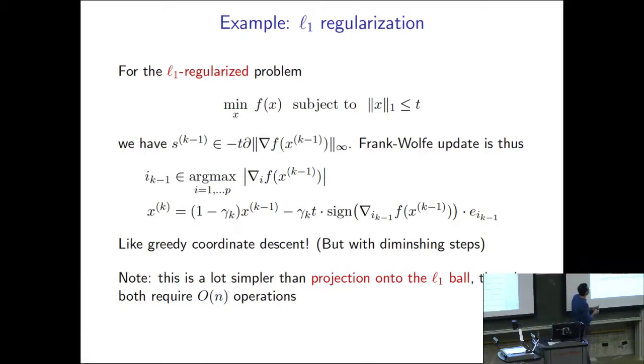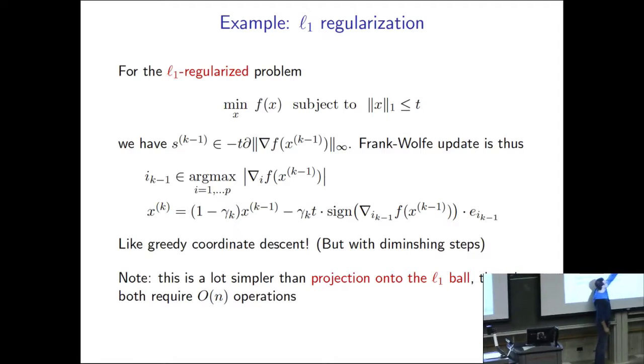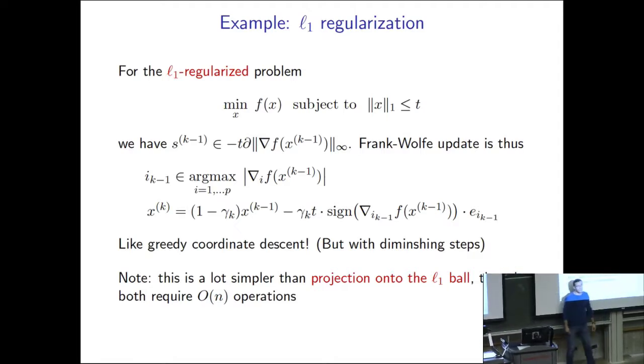Frank-Wolfe repeats the following updates. It finds the maximum in absolute value of the gradient component-wise. So it looks at the ith component of the gradient for all i, takes the biggest one in absolute value, and then it multiplies the subgradient, which is this thing, by minus t, and takes a step size of gamma k.